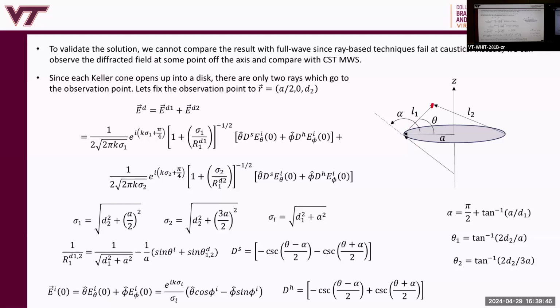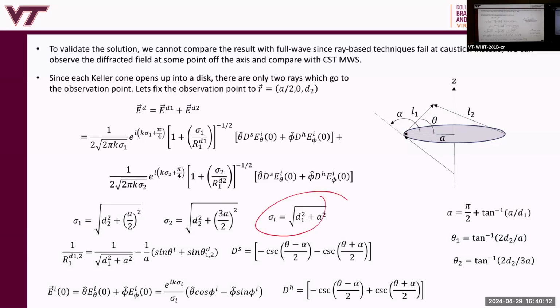So we can calculate those 2 by saying diffracted 1 and diffracted 2, and everything's the same. And there's some geometry here that you can go through. So you can calculate what sigma 1 is, which is this distance, which is nothing but d2 squared plus a over 2 whole squared. Sigma 2 is this distance, d2 squared plus 3a over 2 whole squared, because you have a here plus another a over 2, which is 3a over 2.